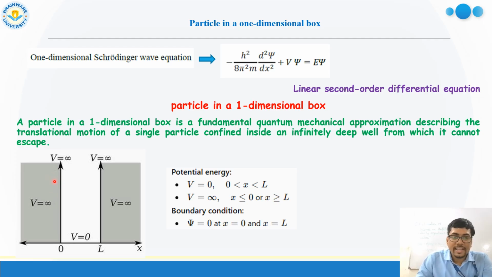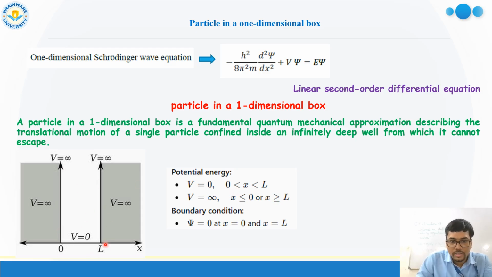So what is this actually? In this case, we assume that there is a box of length 0 to L, and between this a particle is present. The potential energy of the wall is infinity. That means the wall is infinitely high. So what is the meaning of that? This particle cannot escape from here. The particle is basically confined between 0 to L.